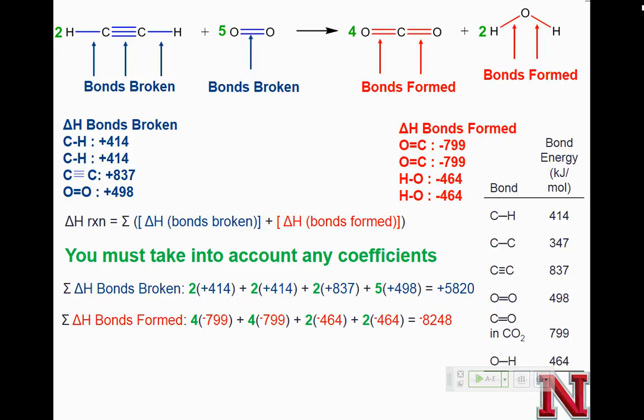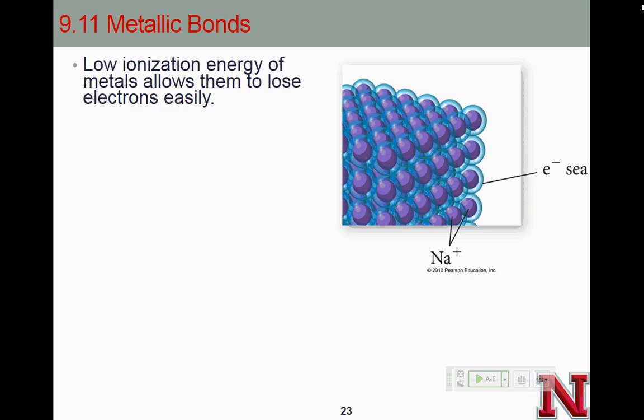8,248. So again, if there's coefficients, they have to be taken into account. Because that means it took 2 molecules of C2H2 to react with 5 molecules of O2. So in that reaction, we're not just breaking 1 O2 bond, we're breaking 5 O2 bonds. Then we just add it together and we get our overall energy. So that's it for our covalent bonds.